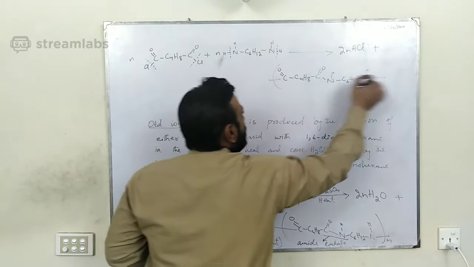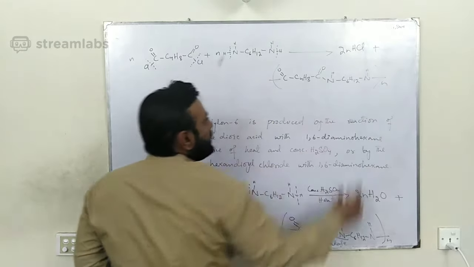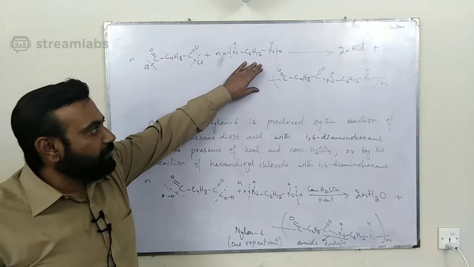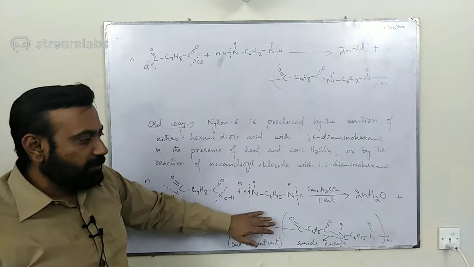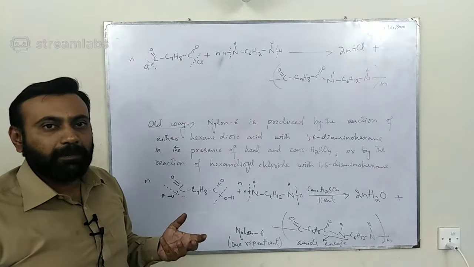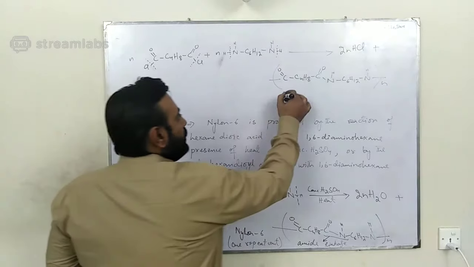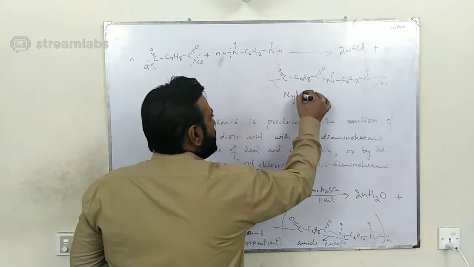and the chains will be continued from both sides. This is again amide linkage. If you look at the structure of this polymer and the structure of this polymer, they are exactly the same. They are one repeat unit of nylon 6.